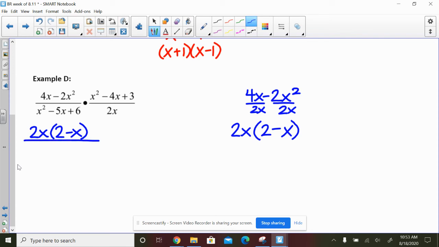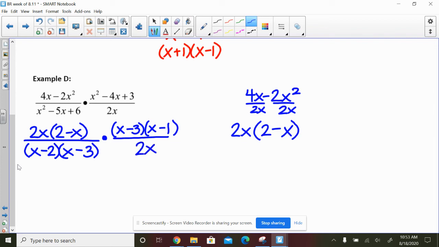All right, and now the bottom, x squared minus 5x plus 6, that will factor into 2 and 3. In order to get that negative 5, they are both negative. And then the top over here, x squared minus 4x plus 3. Well, factors of 3 are just 3 and 1, but I need a negative 4, so they're both going to be negative. And then I have 2x.